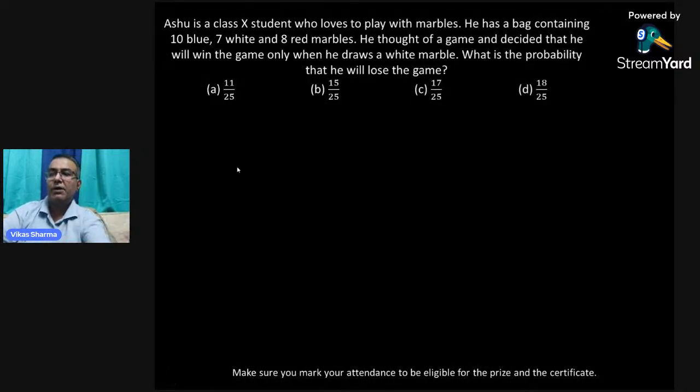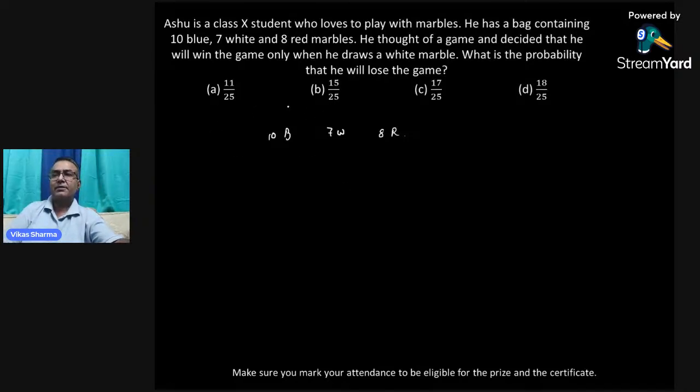So let's see what marbles we have here. We've got 10 blue marbles, 7 white marbles, and 8 red marbles. He decided that he will win the game only if he draws a white marble. What is the probability that he loses the game? There are 2 ways of doing it. Ashu says option A, it should be 11 by 25. There are 2 ways of doing it.